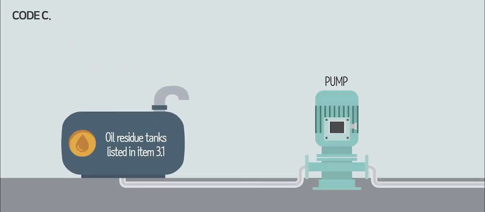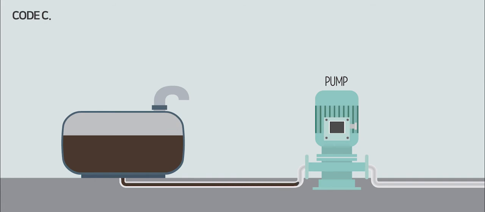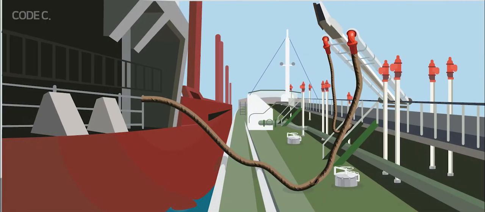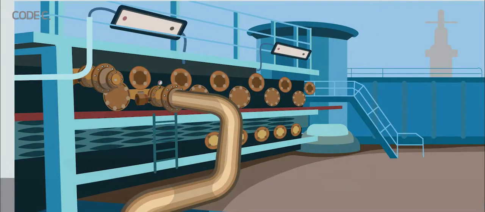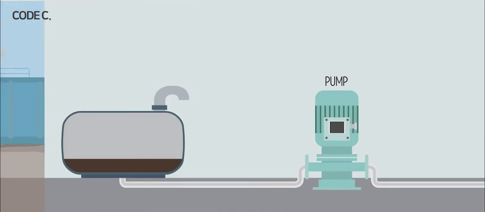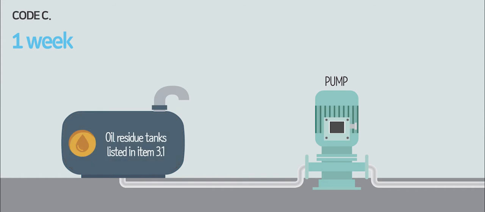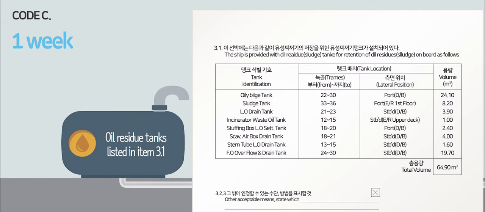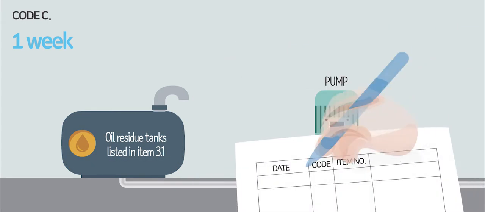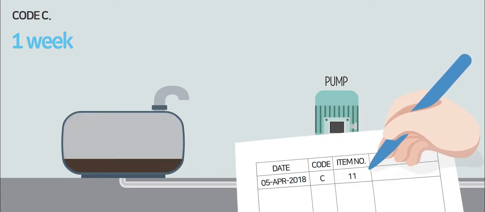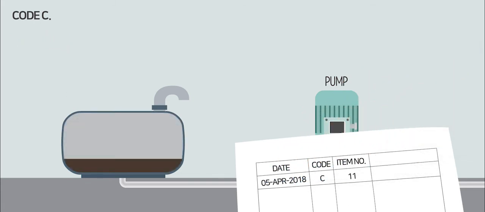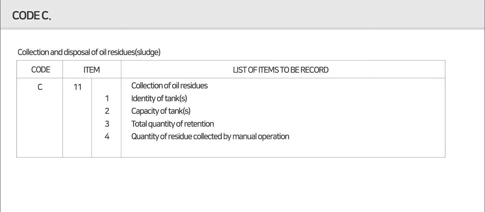Code C. The Code C is a code that records the operations for storage, transport, and disposal of oily residues. Remaining amount of all oil residue tanks listed in Item 3.1 of the IOPPC should be recorded using Item 11 of the Code C at weekly intervals. Let's take a look at an example to learn how to write in detail.